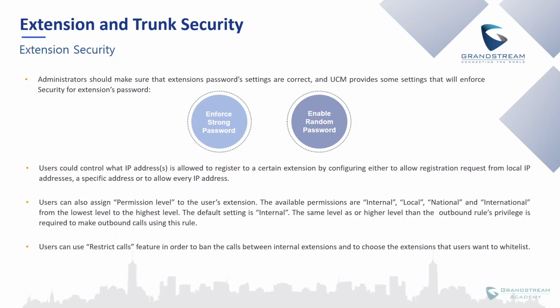Other than that, users can also assign a permission level to the user's extension. The available permissions are internal, local, national, and international, from the lowest to the highest level. And the same level or higher than the outbound rule's privilege is required to make outbound calls using this rule.